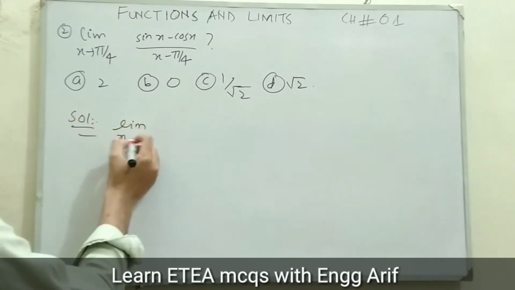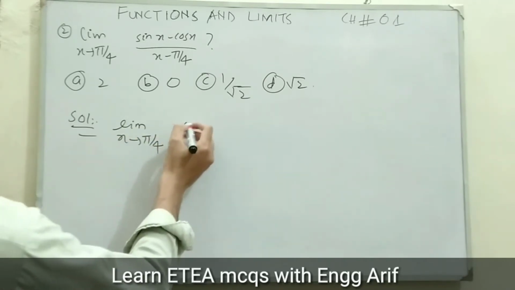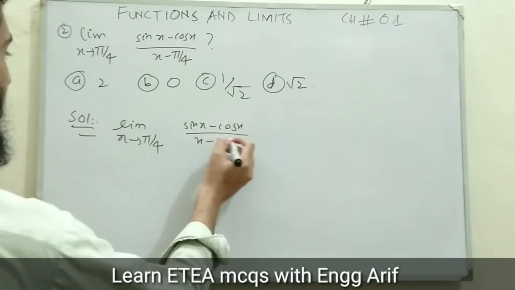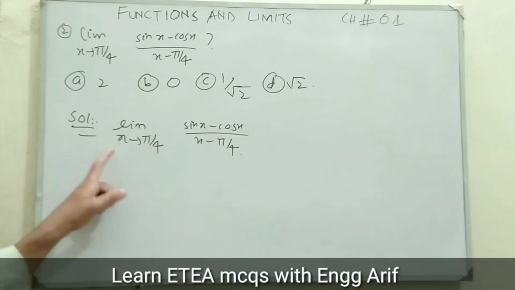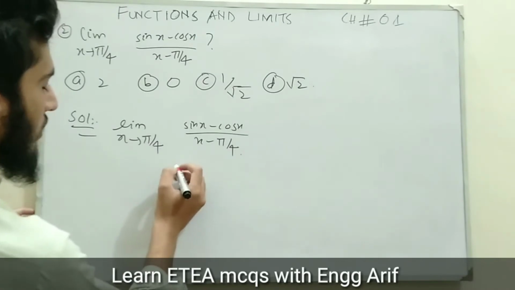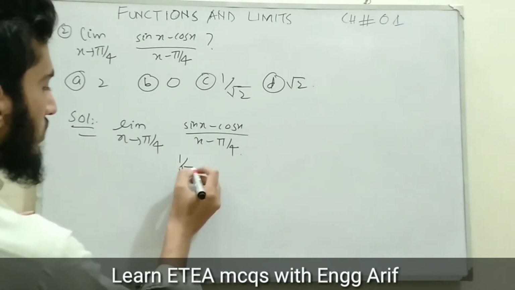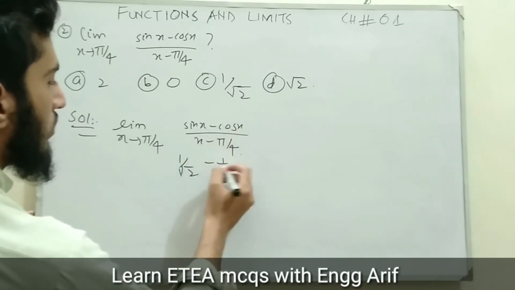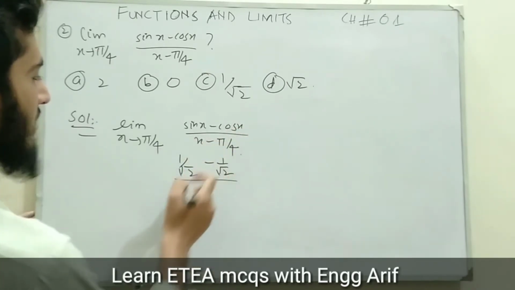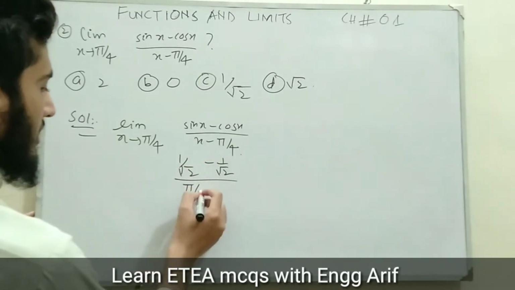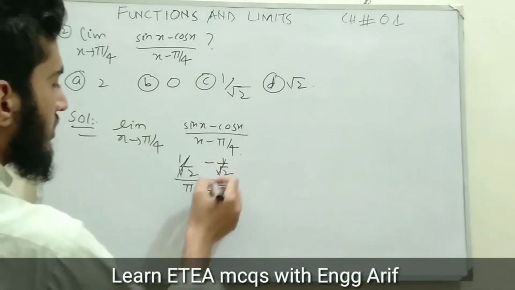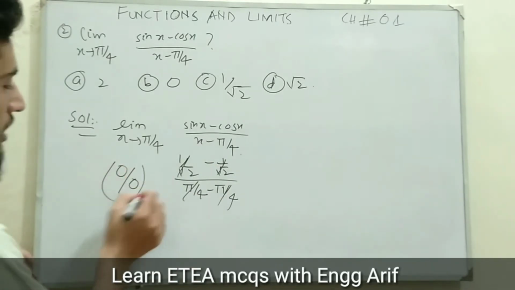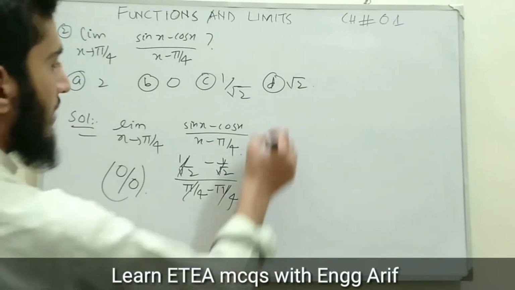Limit x approaches to pi by 4, we have the fraction (sin x minus cos x) divided by (x minus pi by 4). By directly applying the limit, it becomes sin pi by 4, which gives us 1 over under root 2, minus cos pi by 4, which is equal to 1 over root 2, divided by x minus pi by 4, so x is pi by 4 minus pi by 4. So they will give us 0 in the denominator also. So we make a 0 by 0 form over here. So this is an indeterminate form, for which we will apply the L'Hospital rule.